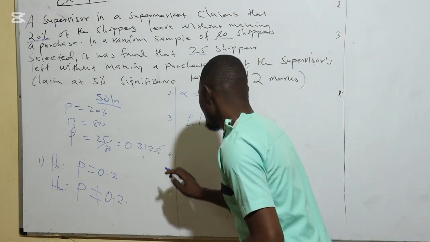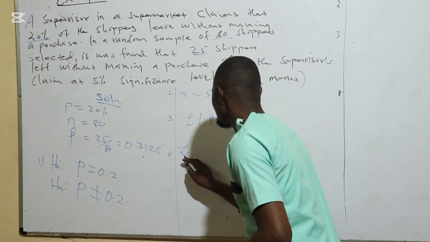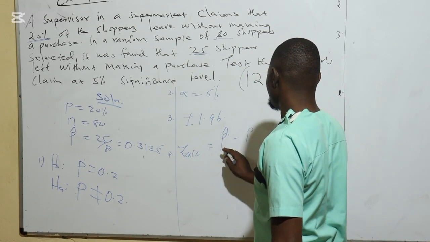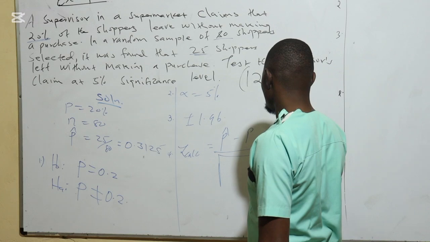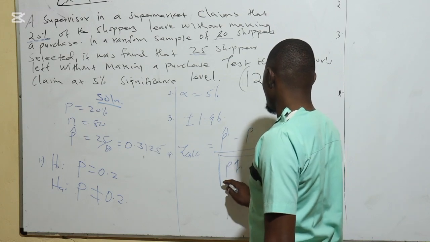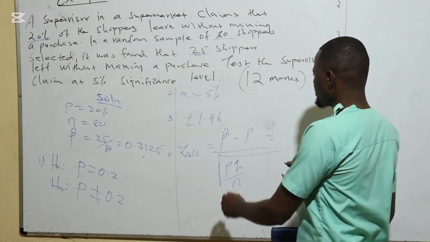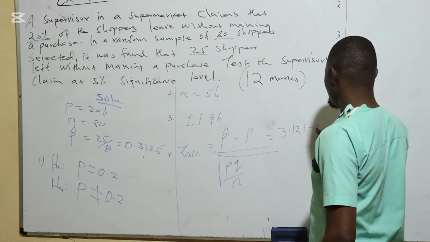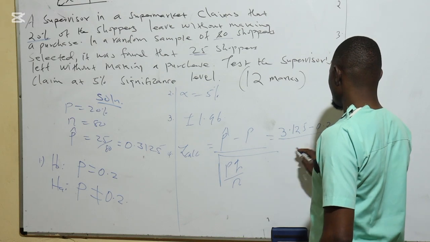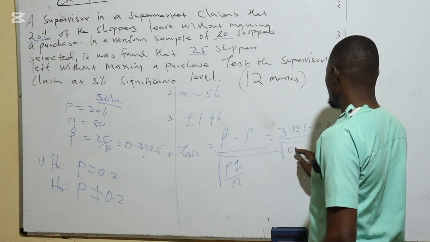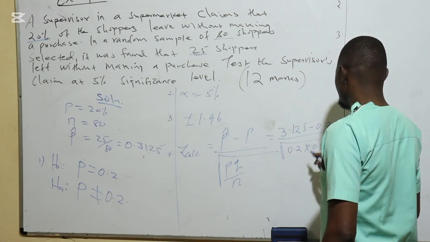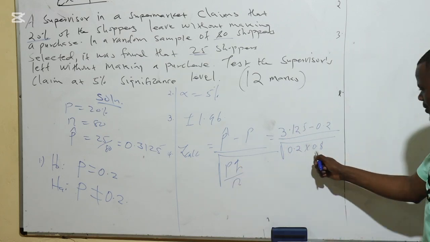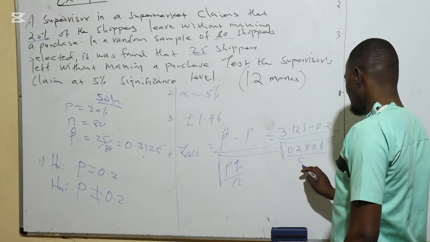Step number 4 is to calculate the z-calc. We said it is p hat minus p over the square root of pq over n. So p hat we have as 0.3125, p is 0.2, over the square root of 0.2 times 0.8. Q is 1 minus P, and 1 minus 0.2 is 0.8, over 80.